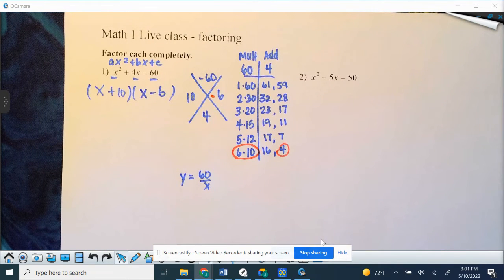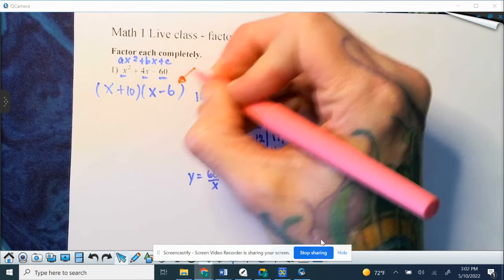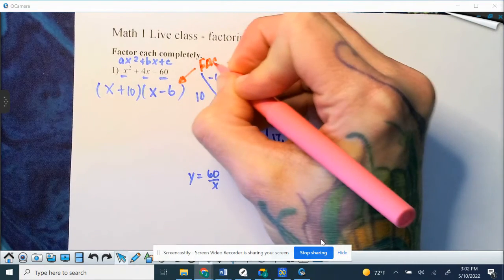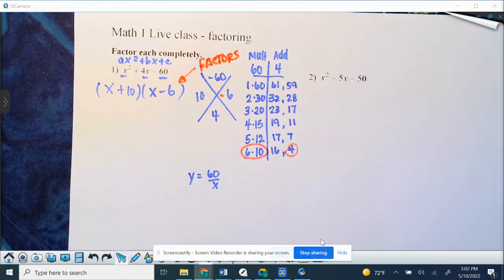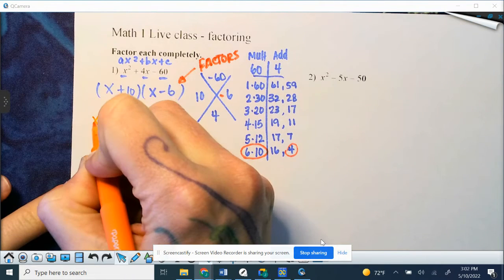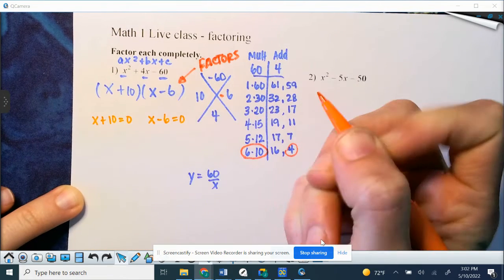Now, working towards the end of the week, you want to be able to solve these. So again, I can't say this enough. These are the factors. If it asks for the solutions or the zeros, the x-intercepts, or anything of that nature, you still have to do this portion first, but then you're going to push it a little further. So if it asks for the solutions or answers to this quadratic, we're going to do x plus 10 equals 0 and x minus 6 equals 0. And then we're going to solve for x.